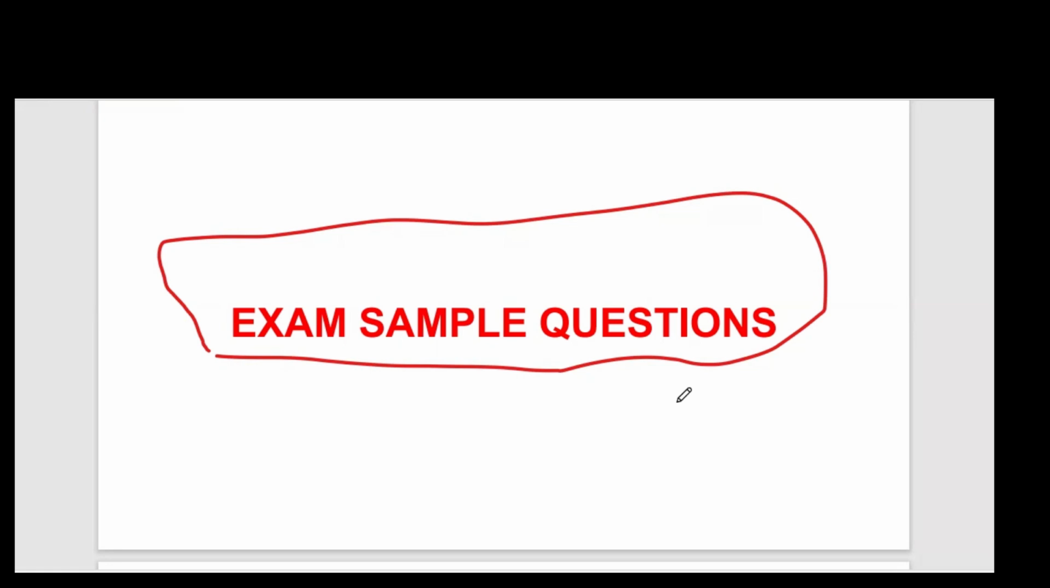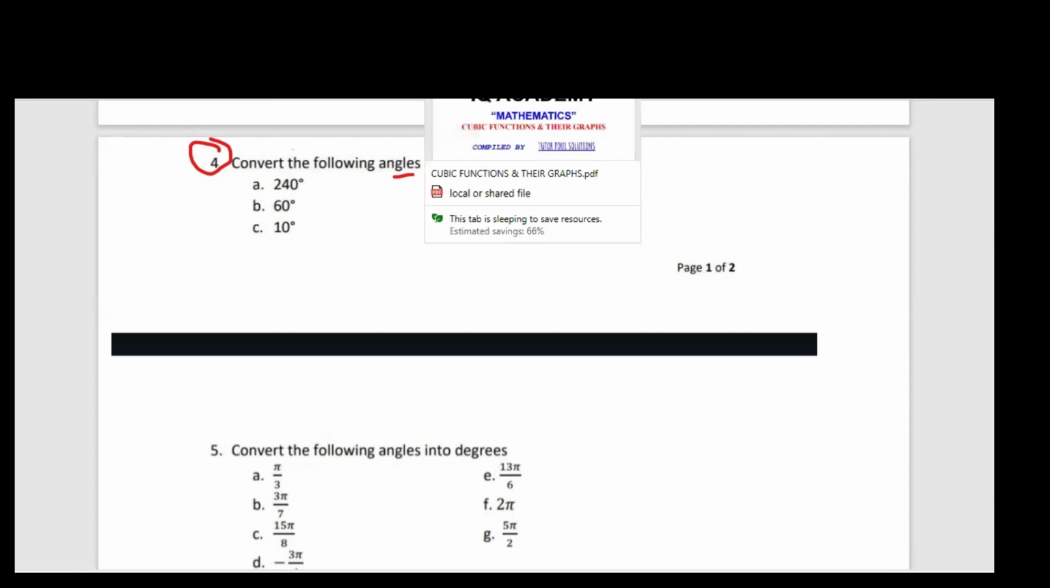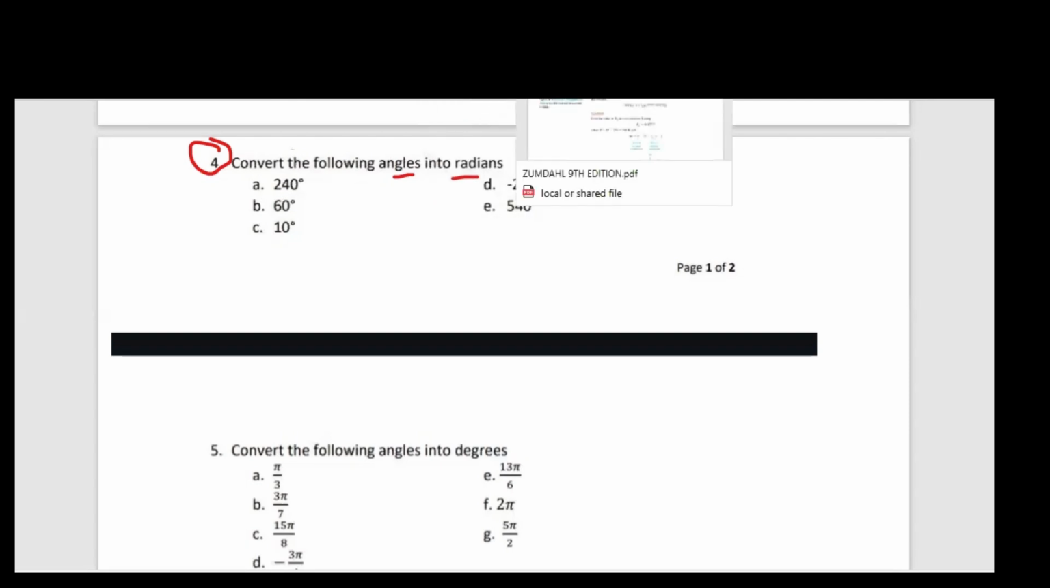Welcome back, guys. In this session, we are just trying to solve sheet 4 questions. Sheet 4 questions, starting on question 4. There we have questions about converting angles from radians to degrees and degrees to radians. The first one is convert 240 from degrees into radians. So how do you convert from degrees into radians?